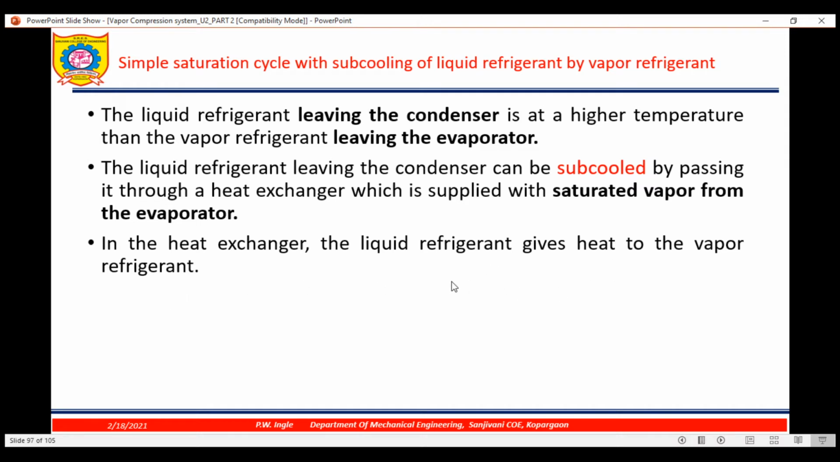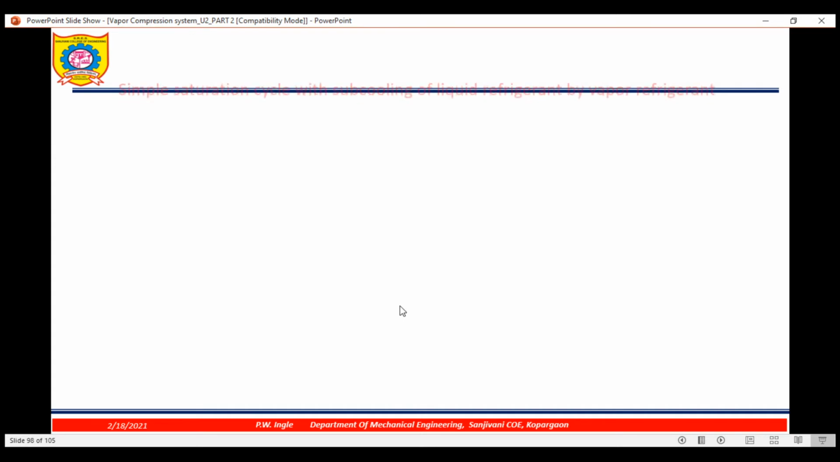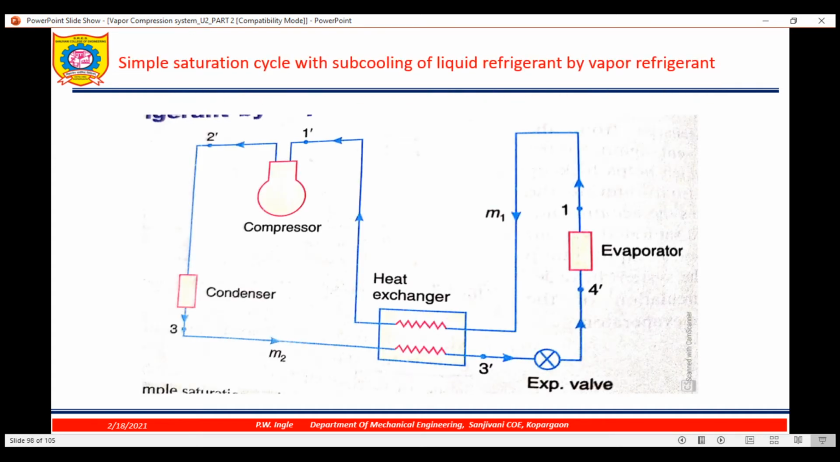Now liquid refrigerant is coming from the condenser and vapor refrigerant is coming from the evaporator. So here you see there is a heat exchanger. Heat exchange is taking place between the refrigerant coming from the condenser, which is at high temperature, and the refrigerant coming from the evaporator. Means the refrigerant coming from the condenser will give its heat to the refrigerant coming from the evaporator. So here heating of refrigerant is taking place.